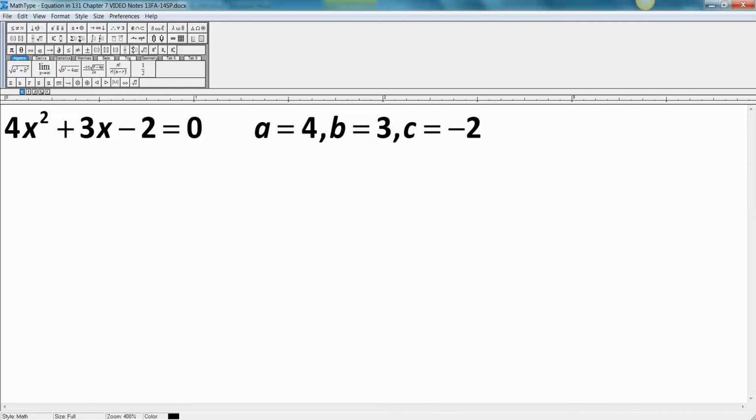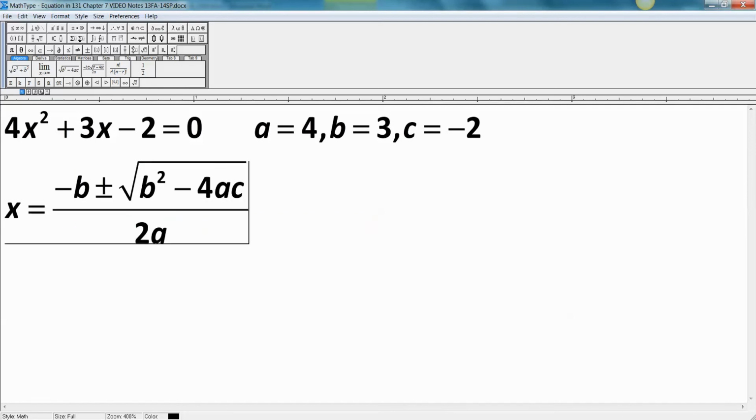All right, that's not going to factor easily, and I'm not going to use the completing the square method because a is not 1 and I wasn't forced to. So let's practice the quadratic formula. So x equals negative b plus or minus the square root of b squared minus 4ac all over 2a.